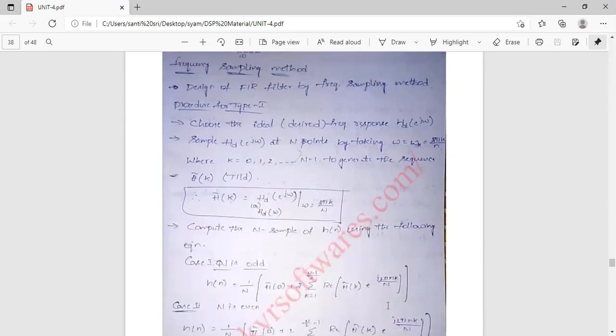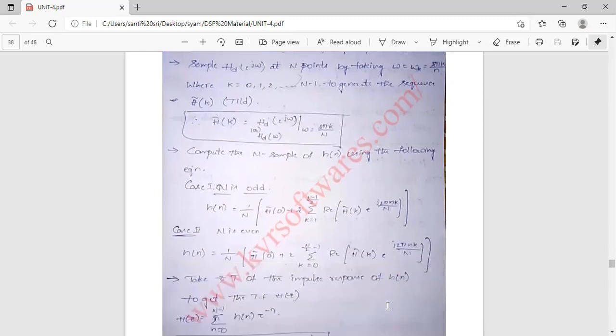Next, compute the samples of h of n using the following equation. Case 1, if n is odd, then h of n equal to 1 by n into h bar of 0 plus 2 into sigma k equal to 1 to n minus 1 of the real part of h bar of k into e power j 2 pi k n by n. Case 2, n is even, h of n equal to 1 by n into h bar of 0 plus 2 into sigma k equal to 0 to n by 2 minus 1 of the real part of h bar of k into e power j 2 pi n k by n.